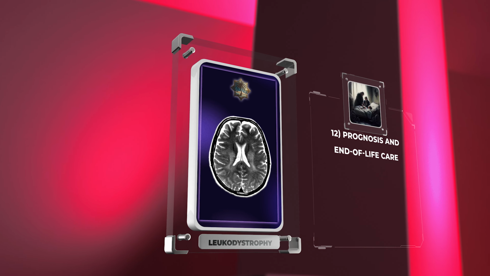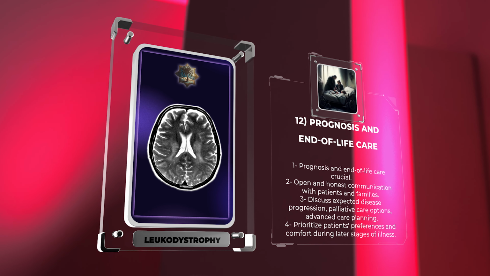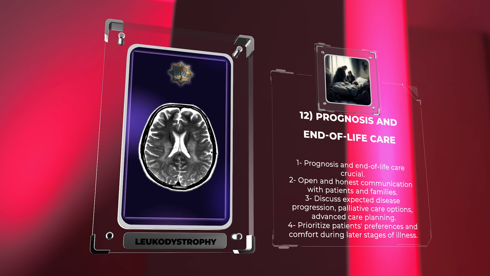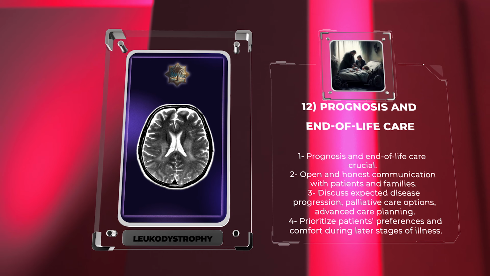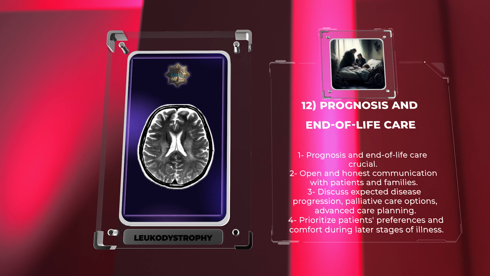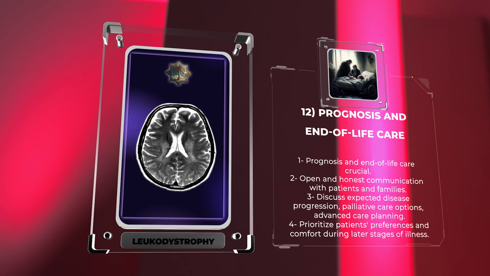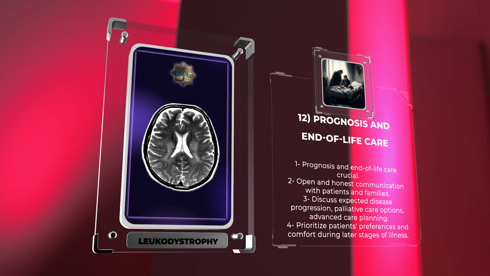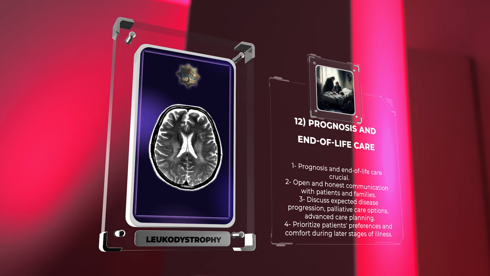In leukodystrophies, understanding the prognosis and providing appropriate end-of-life care are crucial aspects of patient management. Healthcare providers should foster open and honest communication with patients and their families, discussing the expected progression of the disease, potential options for palliative care, and the need for advanced care planning. These discussions are essential in ensuring that patients' preferences and comfort are prioritized during the later stages of their illness.